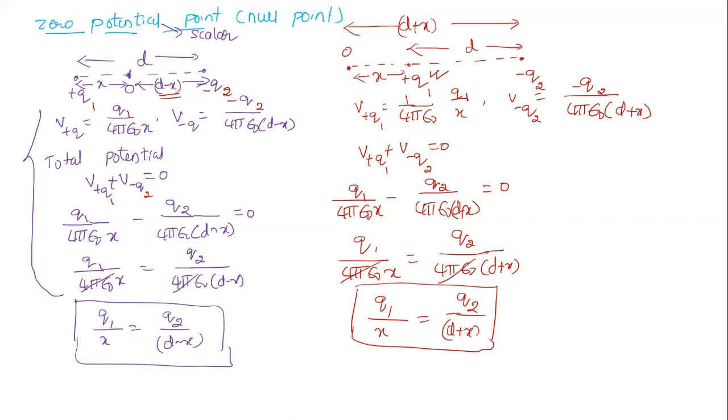You can use this method to find out what now? The null point, due to the system of charges. And I told you the note is what now? Null point exists only for unlike charges. Null point exists only for what type of charges? Unlike charges. So this topic is clear to all of you.